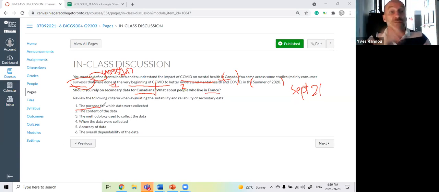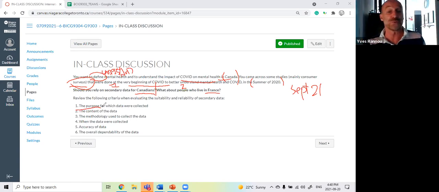So one way to go about it is the purpose for which data were collected. So let's look at the first one. But before I do this, do we have anybody who actually wants to give an answer as to should we rely on secondary data that we've already seen to be able to answer a similar research question that you may want to do?